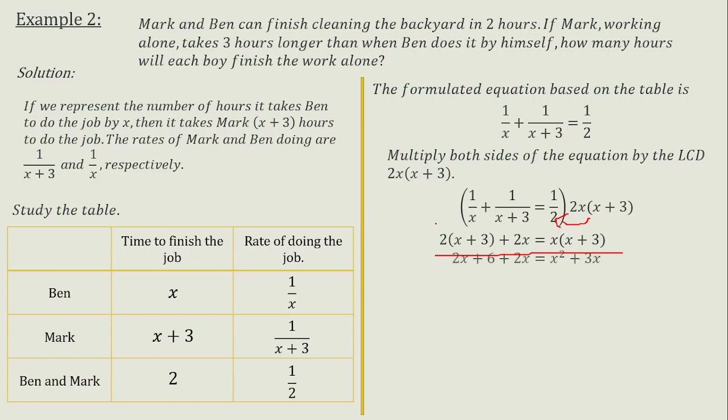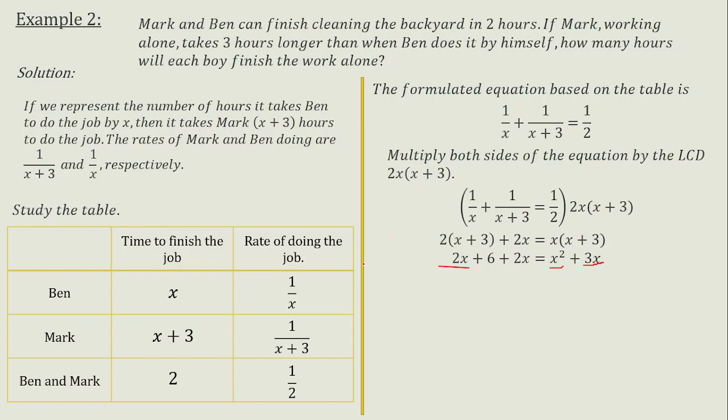Then the next step will be to clear the parentheses. How do we clear the parentheses here? By performing multiplication. So 2 times x plus 3. We distribute 2 equally to x plus 3. So 2 times x, the answer is 2x. 2 times 3, the answer is plus 6. Then just copy plus 2x, since there is nothing to solve for it. Now on the right side, x times x, the answer is x squared. x times 3, the answer is plus 3x.